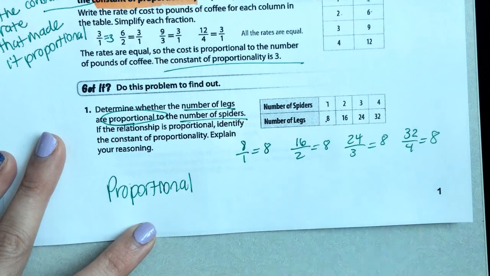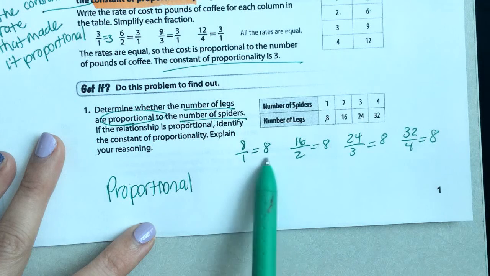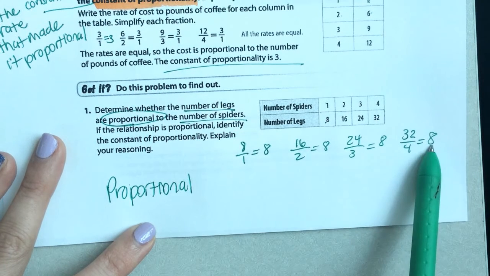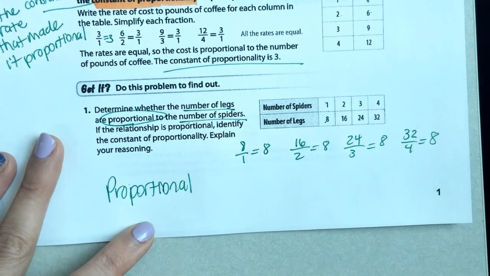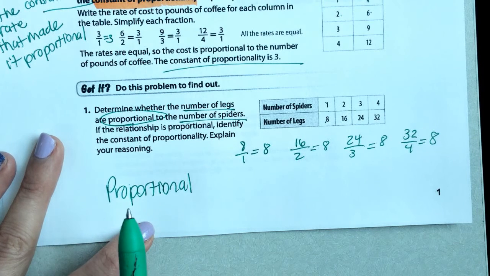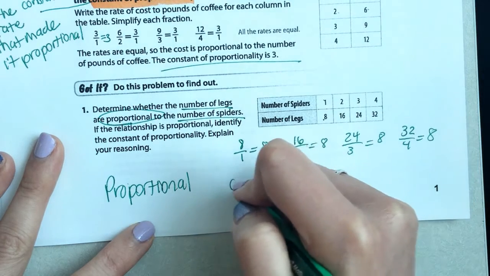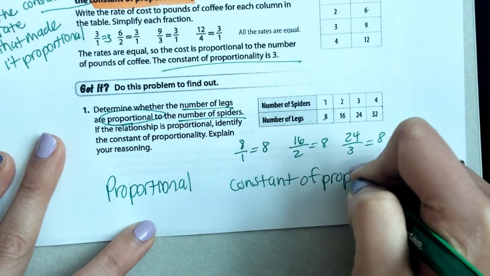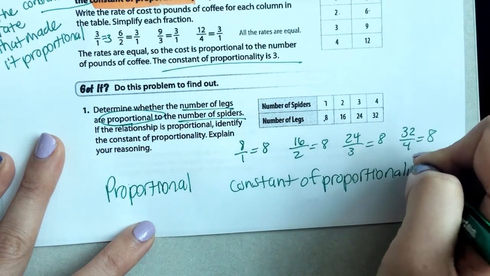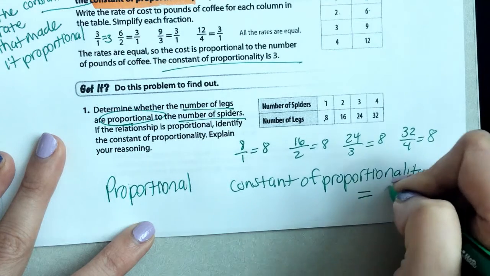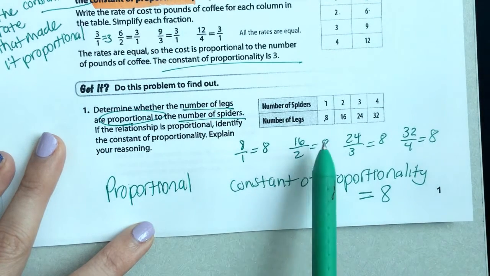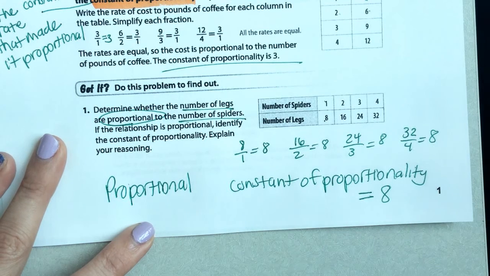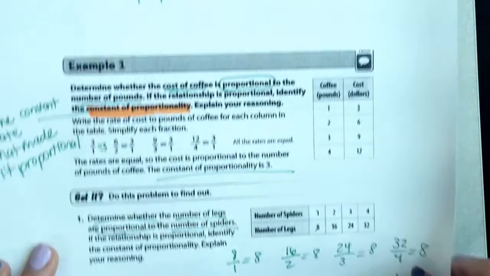And you would explain why. I'm not going to take the time to write it out. But the reason why is because all of the rates are equal to each other. They all simplify down to be the same thing. Then it says identify the constant of proportionality. My constant of proportionality is equal to 8. 8 is that constant rate that made it proportional. So its constant of proportionality is 8.